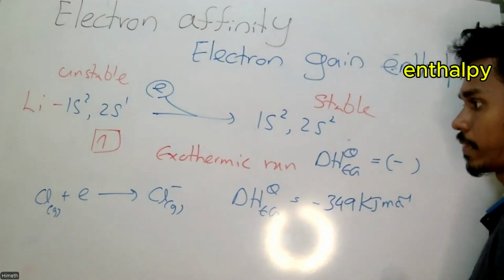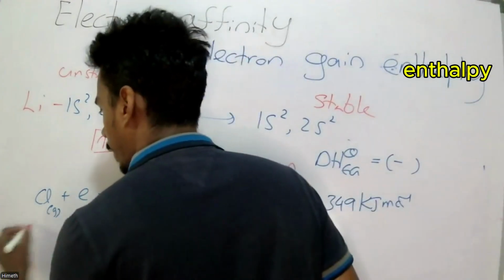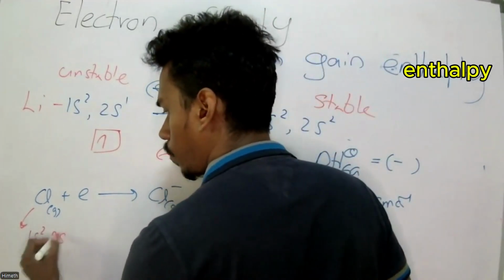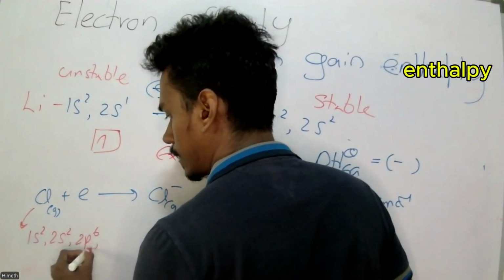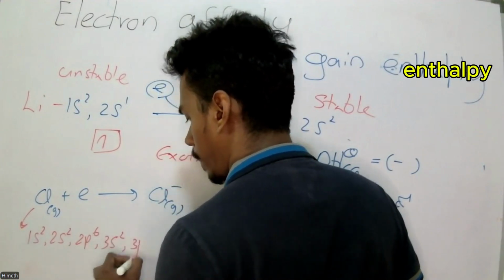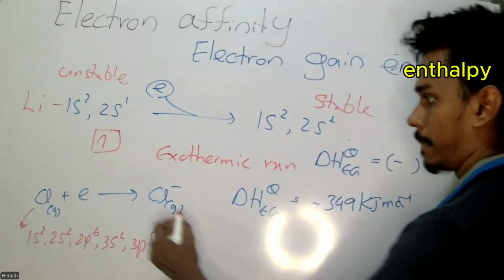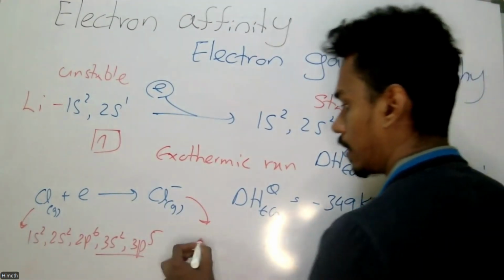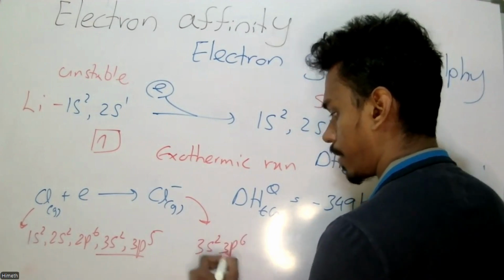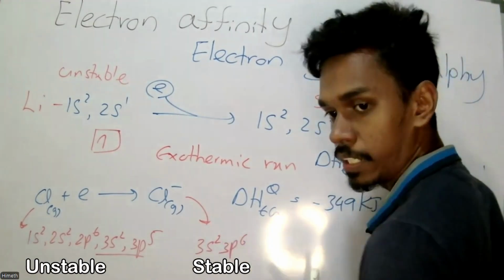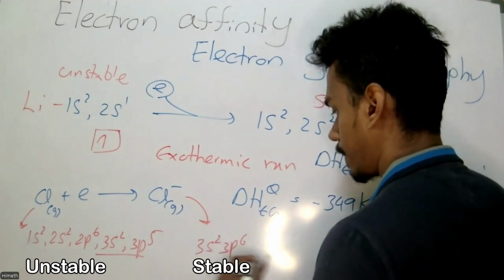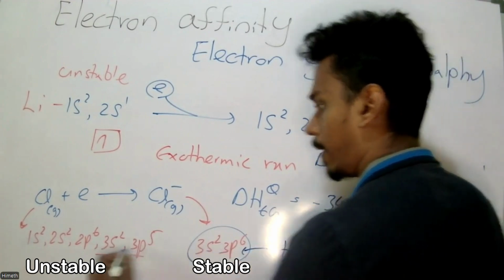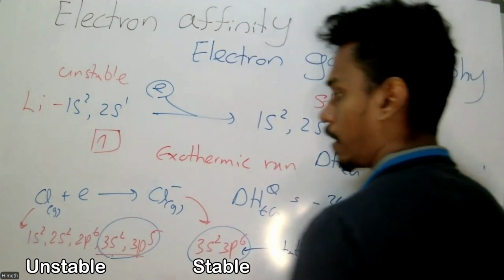So you see here the electron configuration of chlorine: 1s2, 2s2, 2p6 and 3s2, 3p5. Here, with the electron configuration, considering the last two orbitals, 3s2, 3p6. You see, this is a stable electron configuration. But this is an unstable electron configuration.